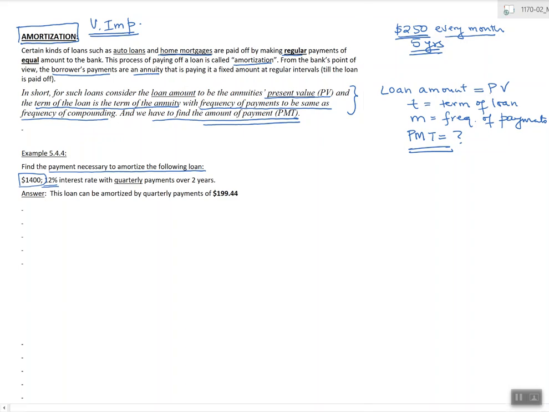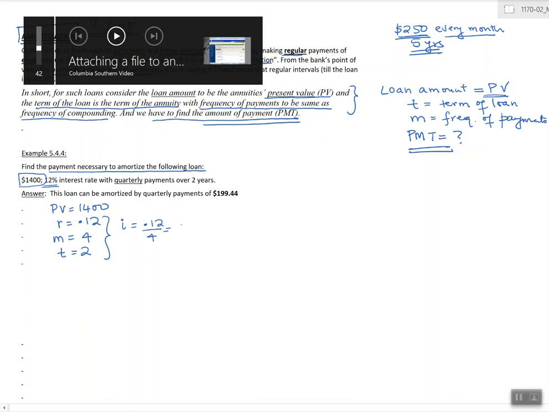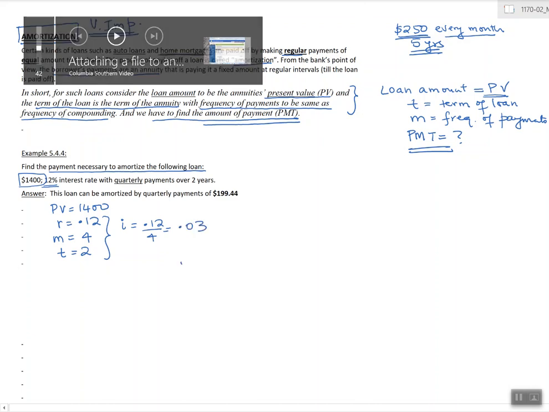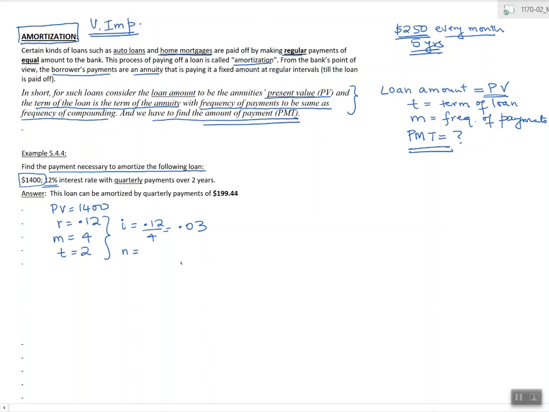So let's see, PV is supposed to be the loan amount. So present value is $1,400, R is 12%, M is 4 because we are making quarterly payments, and the term of the loan is 2 years. So from here, I is 0.12 divided by 4, and that is 0.03. N is 4 times 2, so that's 8.